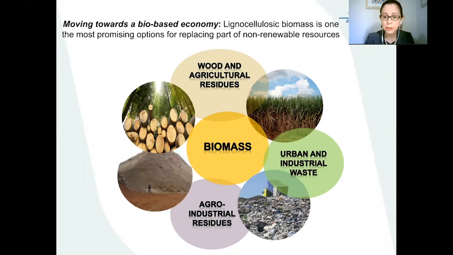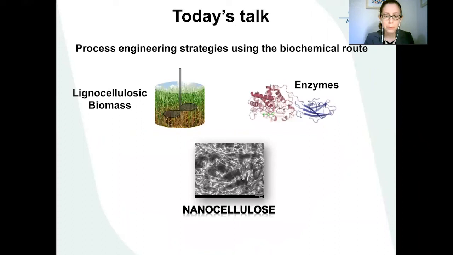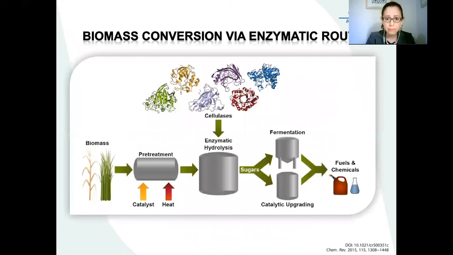So for today's talk, I'm going to present some of the results of our group related to process engineering strategies using the biochemical route with enzymes to obtain nanocellulosic materials. And in this context, the conversion of biomass into biofuels and other bioproducts using the enzymatic route is being considered the most sustainable. We already know that. And for that, the biomass needs to go to a pretreatment step to facilitate the action of the enzymes in the enzymatic hydrolysis reaction to release simple sugars that can be fermented into ethanol.